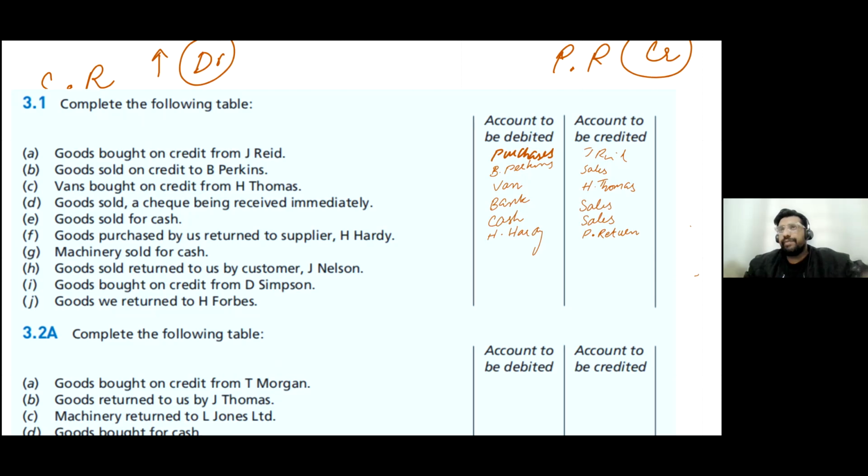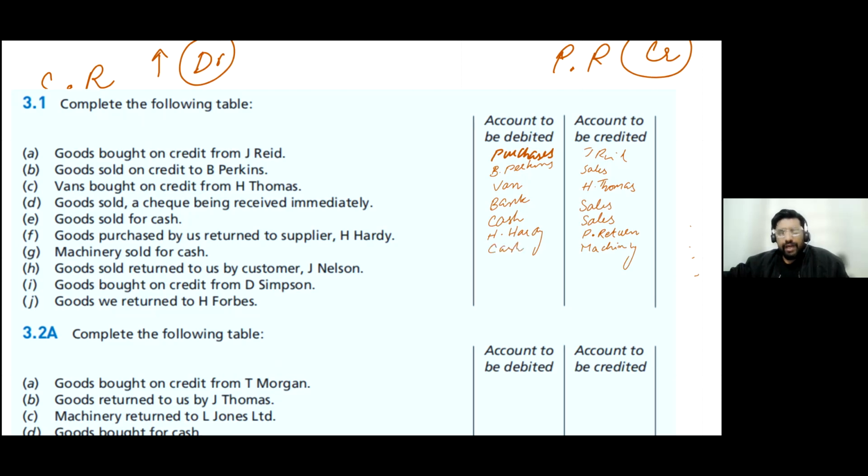So machinery sold means we are selling our asset, and that's called a disposal. That's not sales, that's what we call disposal. And we credit the machinery account because machinery is going away. Oh no, our machine is going away. So machinery is credit. That's an asset decreasing. So we credit it, and getting the cash is a debit.